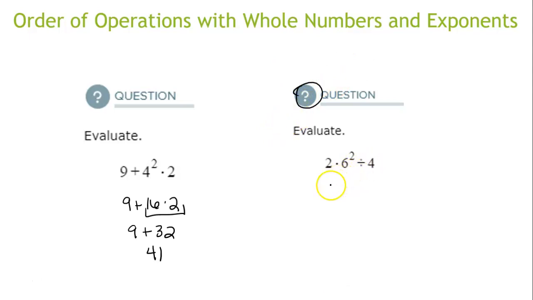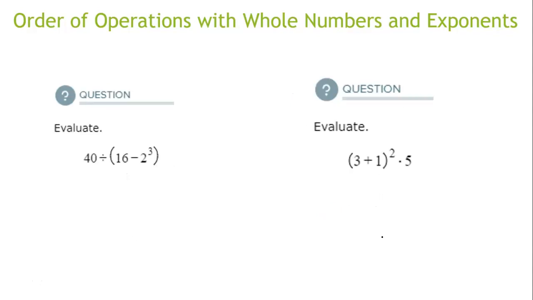You should have squared your 6 first, so that becomes 2 times 36 divided by 4. 2 times 36 is 72, and that becomes 72 divided by 4. 72 divided by 4 is 18. Nice job. Now let's add in parentheses and exponents.